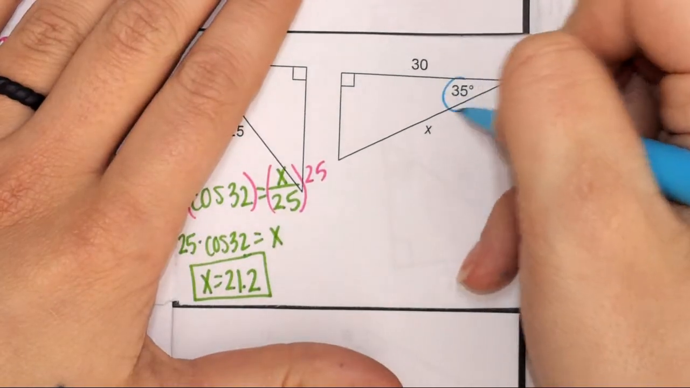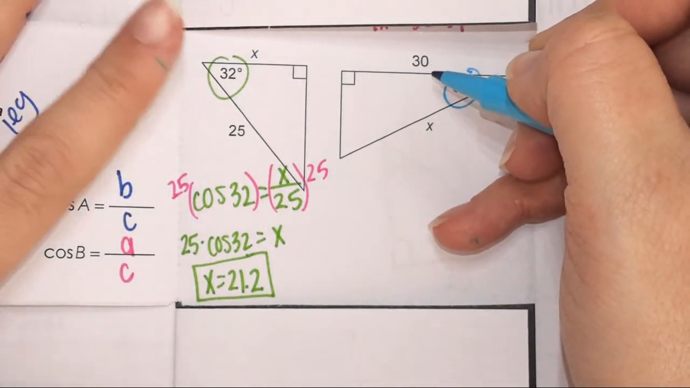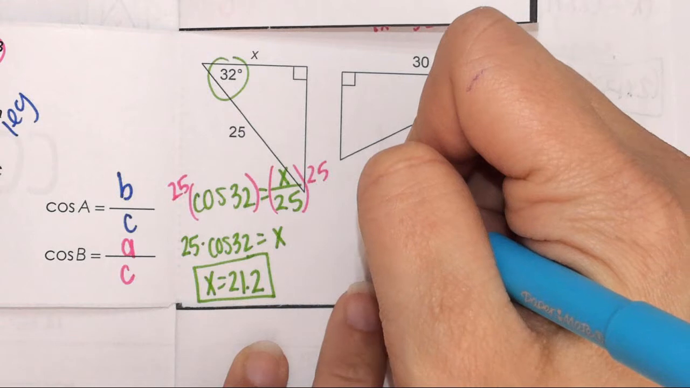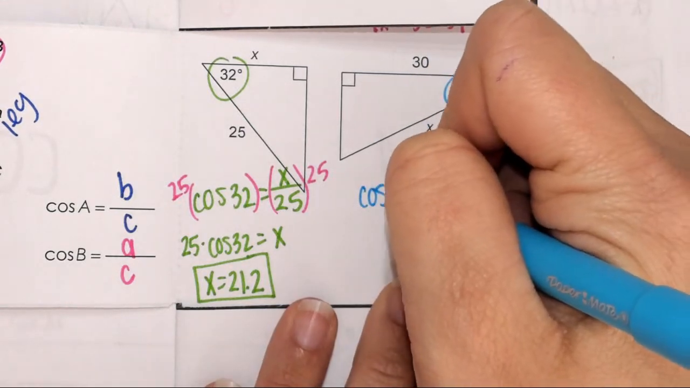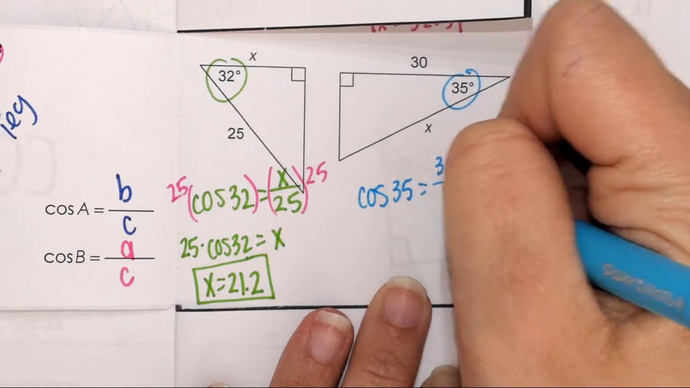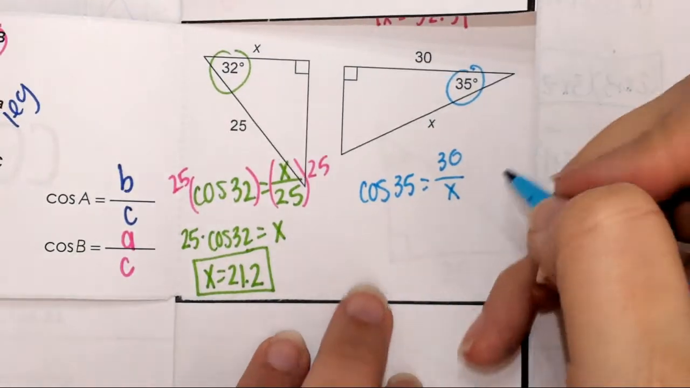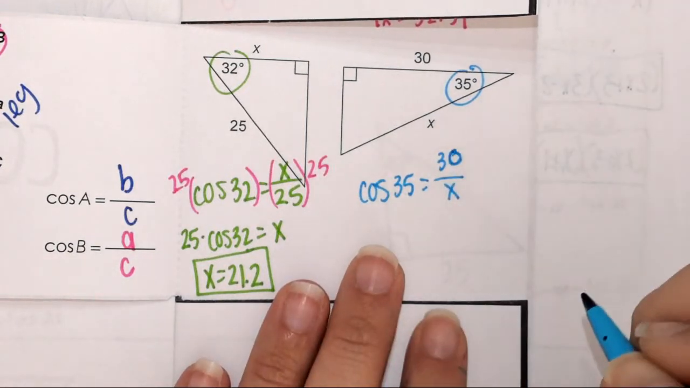Alright, so I have 35 as my angle. They gave us the hypotenuse, and they gave us the leg adjacent, so I know I'm going to work it out using cosine. So I'm going to do the cosine of 35 equals the adjacent leg, which is 30, divided by x. And that's 30, not 36, sorry.